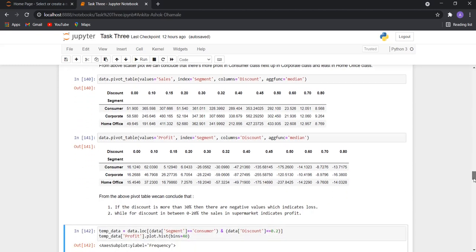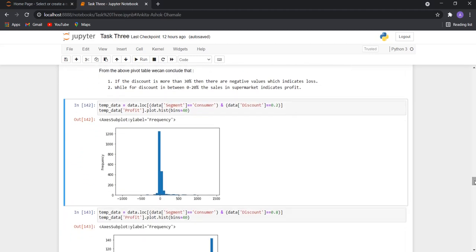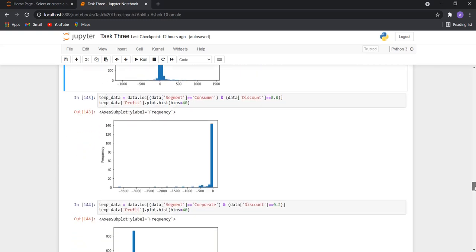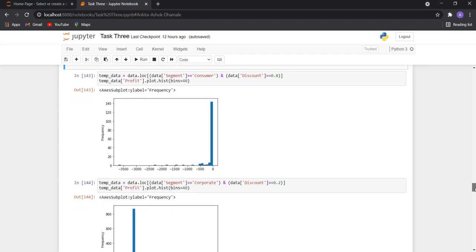Next, I have plotted the pivot table, which helps us to conclude that when the discount amount is 30% or more than 30%, the values are negative, while for the discount amount less than 30%, values are positive, which tells that negative values indicate loss and the positive values indicate profit. So here, for the consumer segment, when the discount is 20%, the supermarket gets profit to some extent, while when the consumer segment has a discount of 80%, there's complete loss.